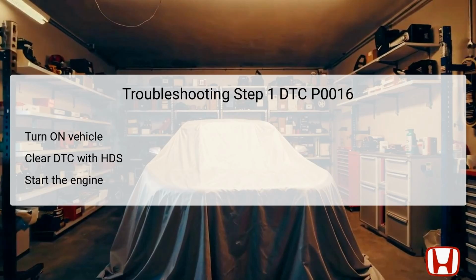The first step in troubleshooting DTC P0016 involves putting the Honda Civic in the on mode without starting the engine. This mode allows the diagnostic tool, known as the Honda Diagnostic System, HDS, to communicate with the vehicle's computer. Once in the correct mode, use the HDS to clear the stored DTCs. Clearing the DTCs is essential to ensure that data is reset and any potential past errors do not interfere with current diagnostics. After erasing the codes, start the engine.